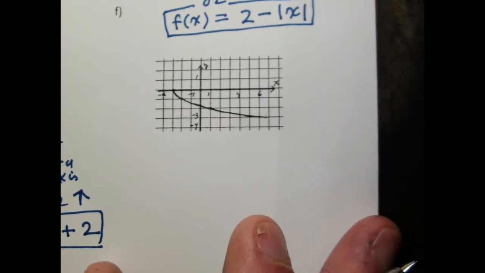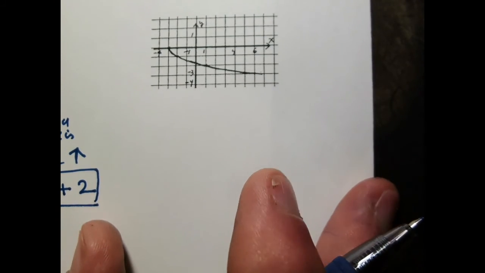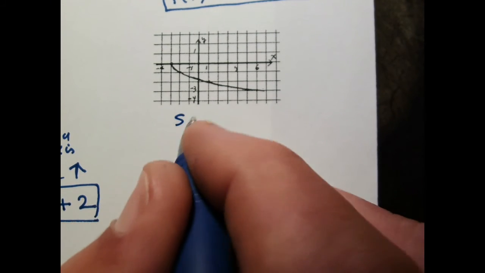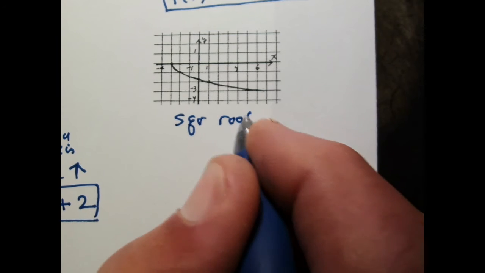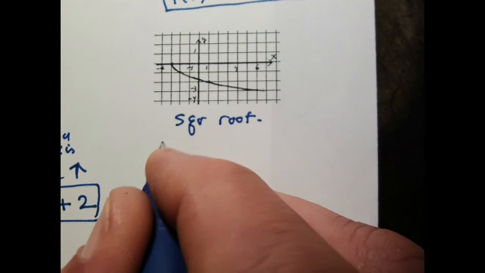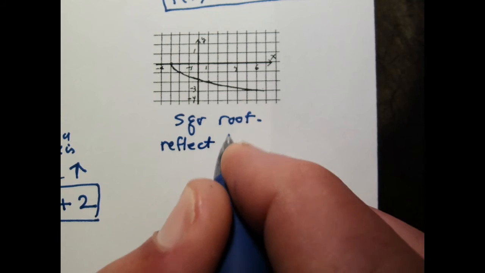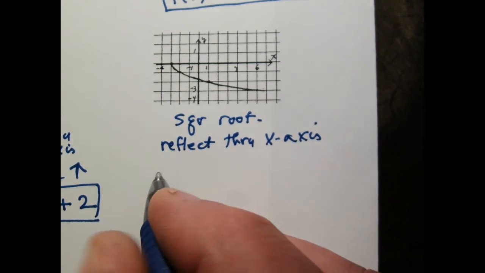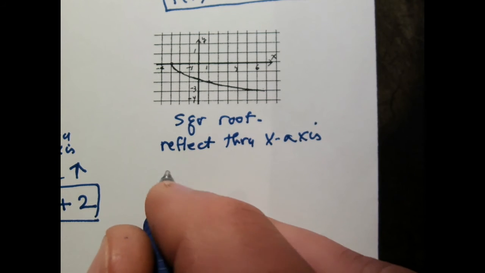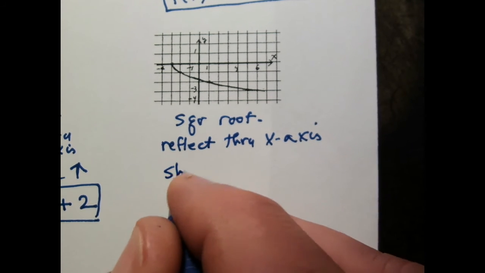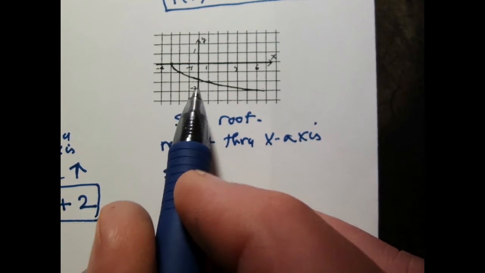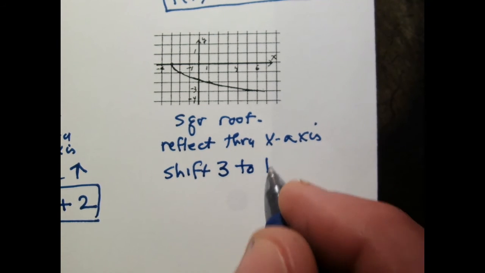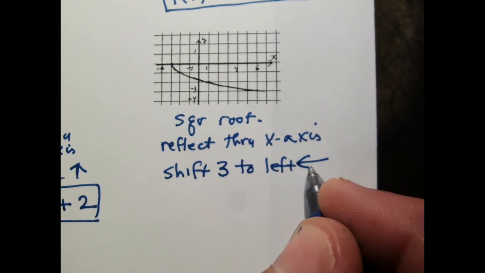And one more, f. So let's see, part f here, we got square root again. And this time it looks like I reflected through the x-axis. And no vertical shift, but it looks like I have a horizontal shift. A shift of 1, 2, 3. Shift 3 to the left.